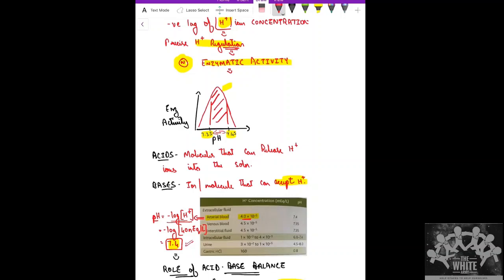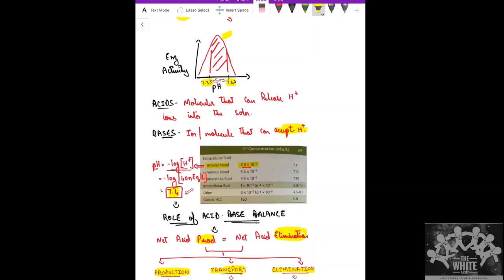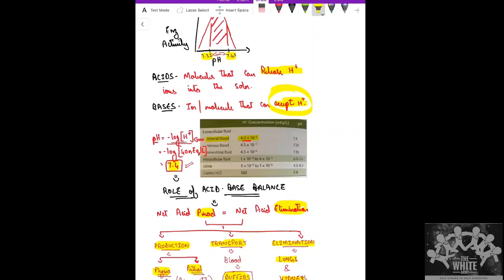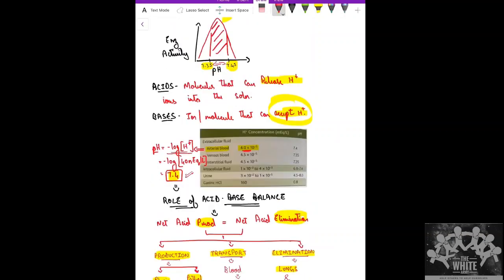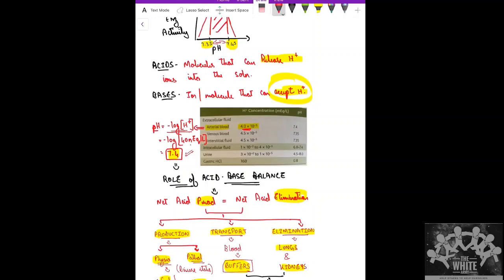So we are dealing with acids and bases. The molecules that can release H plus into the solution are acids, and bases are the ones that can accept H plus. Now, how do we know the normal pH is 7.4? Arterial blood H plus concentration is 4 (nanomoles per liter), and the negative logarithm of this H plus will be 7.4. This is how we get the normal pH.